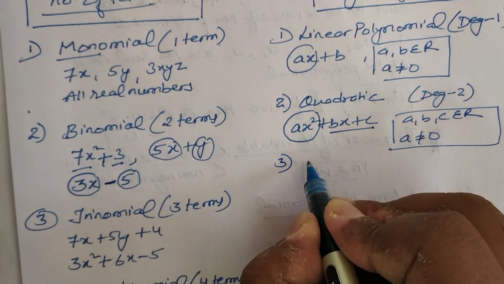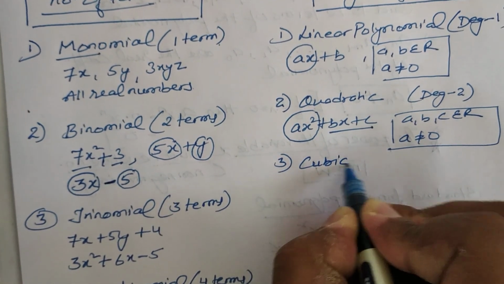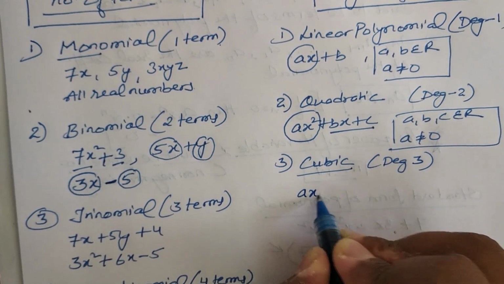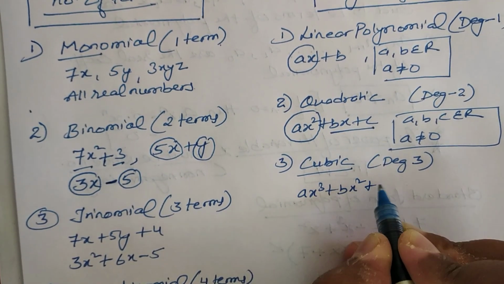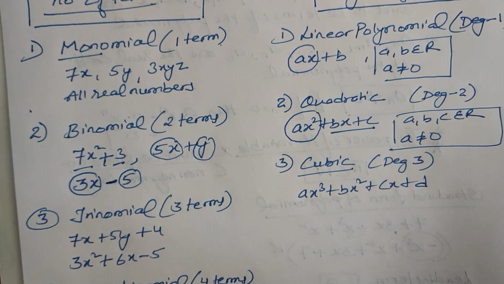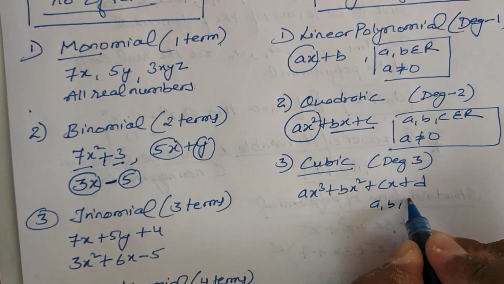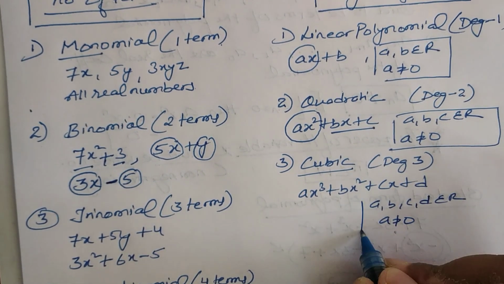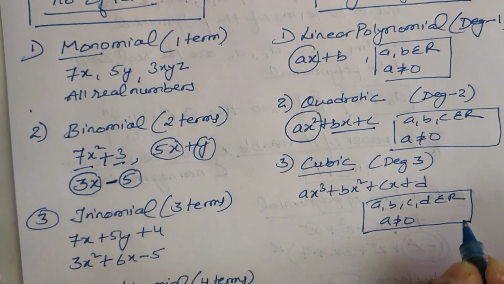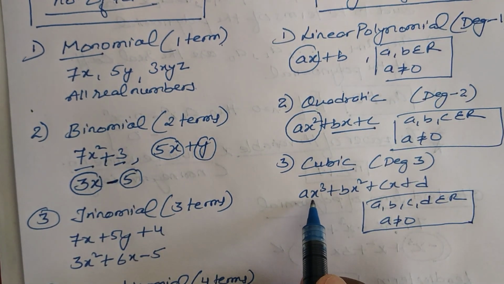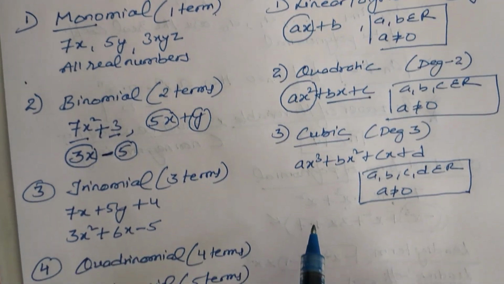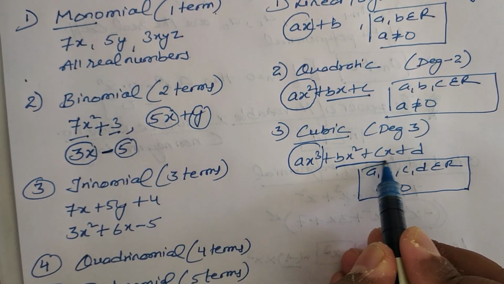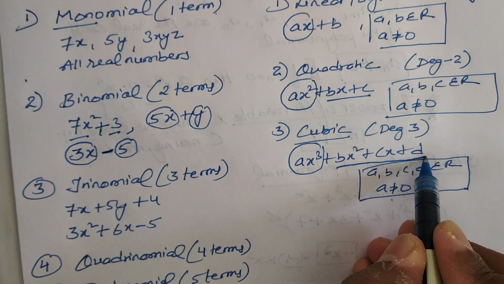The third is cubic polynomial having degree 3. So ax cube plus bx square plus cx plus d is the general form of this polynomial, where a, b, c, d belong to R, and the same condition that a should not be equal to 0, because a is the coefficient of the highest degree term. So when this a becomes 0, then this term will vanish and we are left with bx square plus cx plus d, which is an expression of quadratic polynomial.